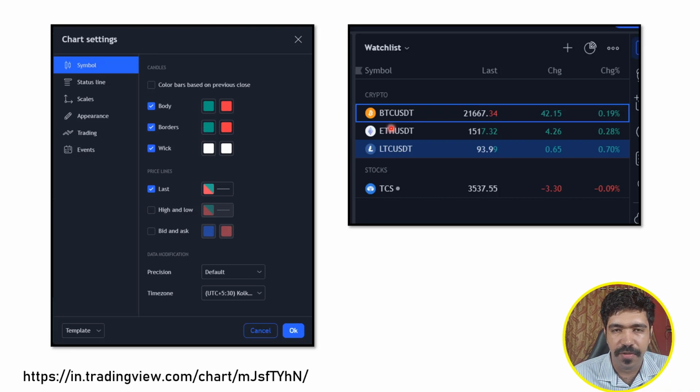And this is the watch list. In the watch list, I've added 3 coins which are Bitcoin, USDT pair on KuCoin.com, Ethereum and Litecoin. So all these 3 crypto pairs are added to the watch list, which are available on KuCoin exchange. And also I've added one stock, that is of TCS, in the watch list section.